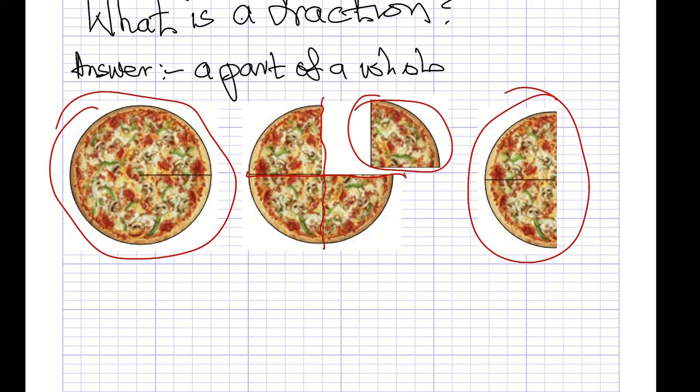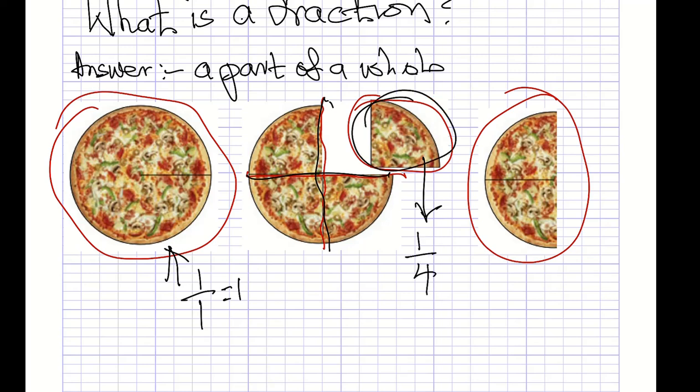This is the whole pizza right here. So it's 1/1. Nothing was broken apart. So 1/1 is 1. Now this one here is 1/4 of the pizza, because the pizza was sliced into four, and this is 1/4 of it. So we'll write it as 1/4. 1/4 is a fraction.